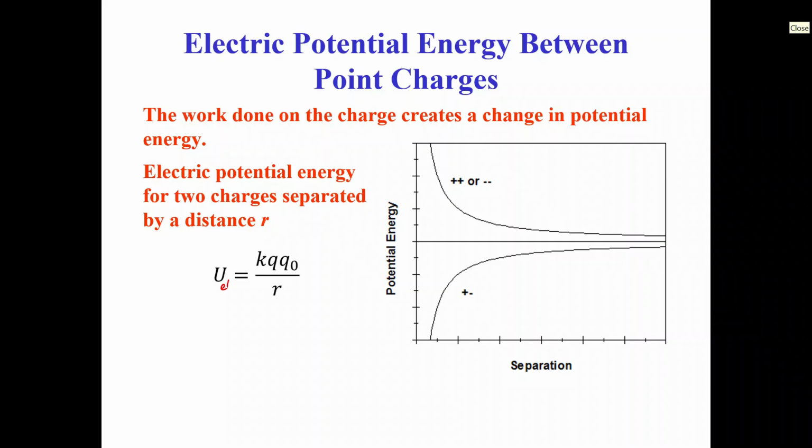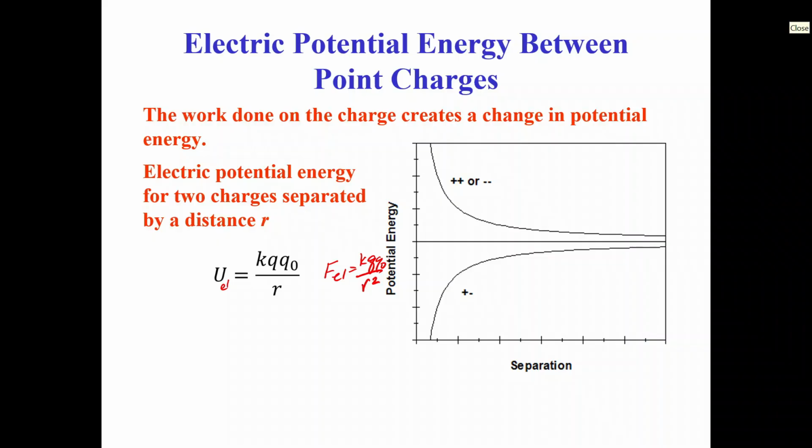So we have an inverse relationship instead of an inverse square because our electric force is kQQ0 over R squared. Okay? And what's going to happen, though, is going to be different depending on whether we have like charges or opposite charges. Gravitational potential energy was a little less complicated because our mass cannot be positive or negative.